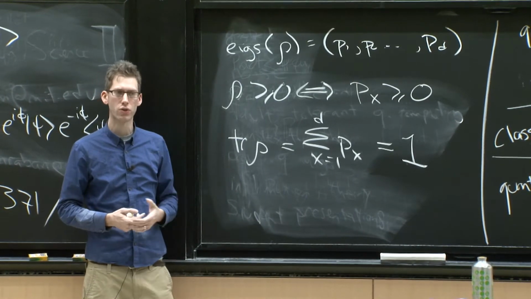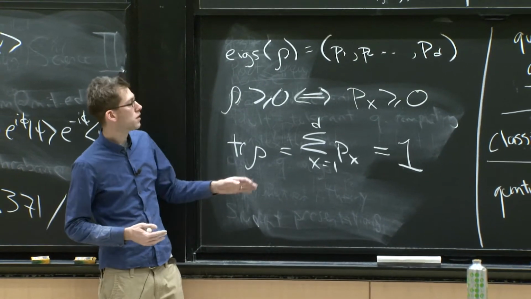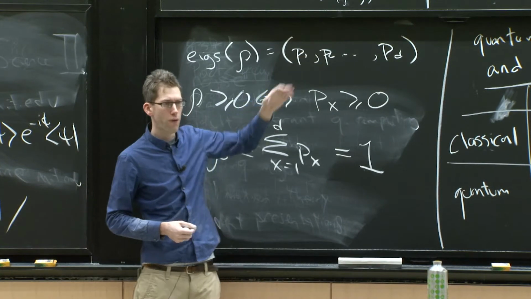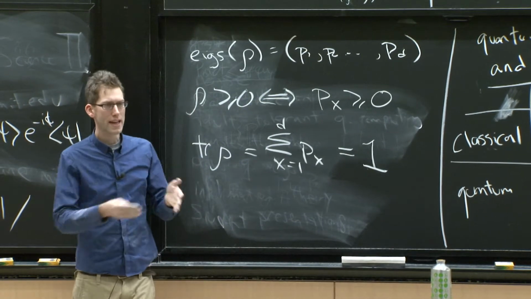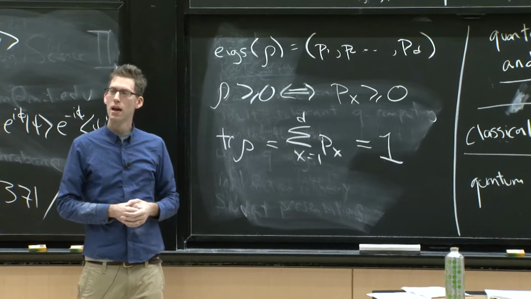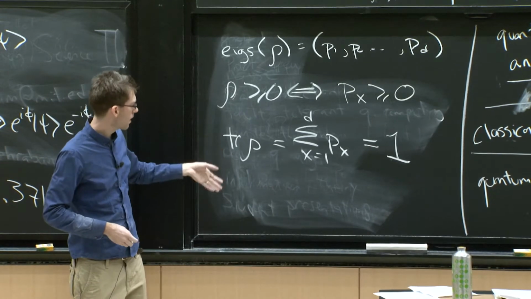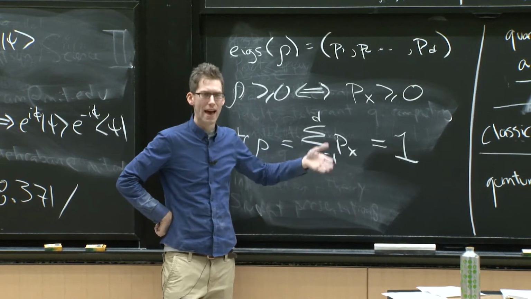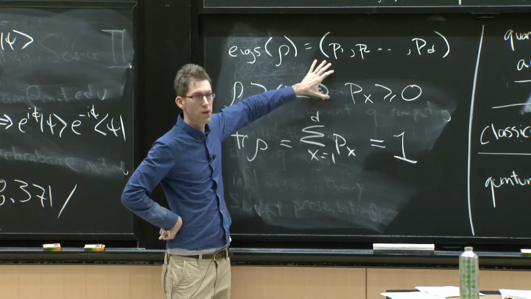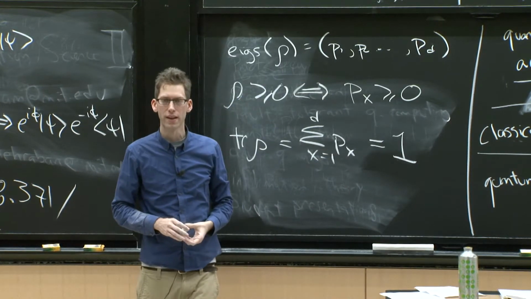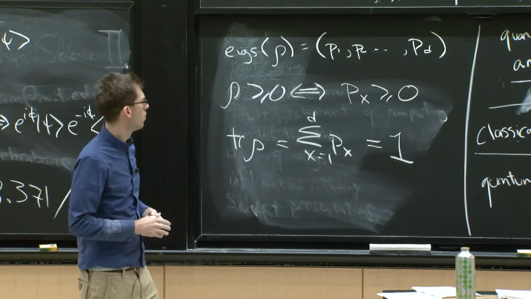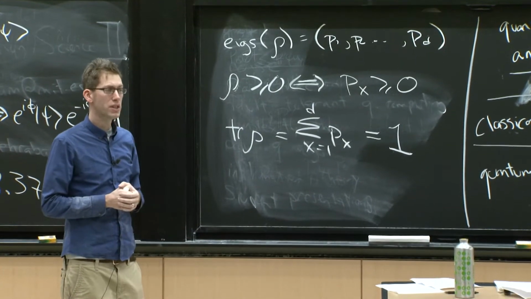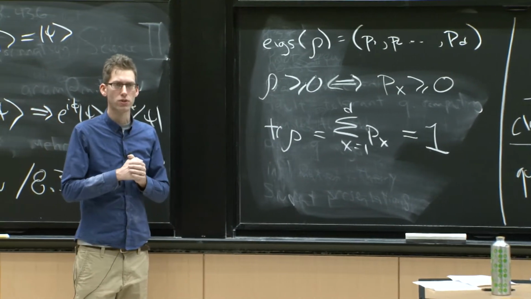We could have gone in the other direction as well. We could have said, suppose rho is a matrix of this form, and I claim that the entries correspond to a valid probability distribution, and that's because the trace of rho is 1, so I know that these entries add up to 1. And because of this previous fact, I knew that they were non-negative. So this is how probability distributions can embed into density matrices.